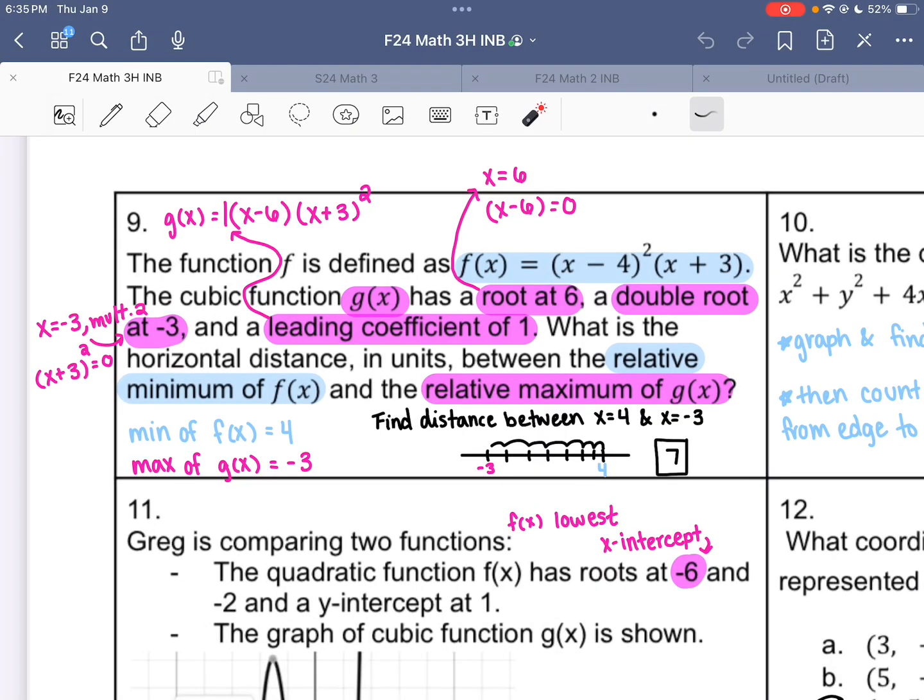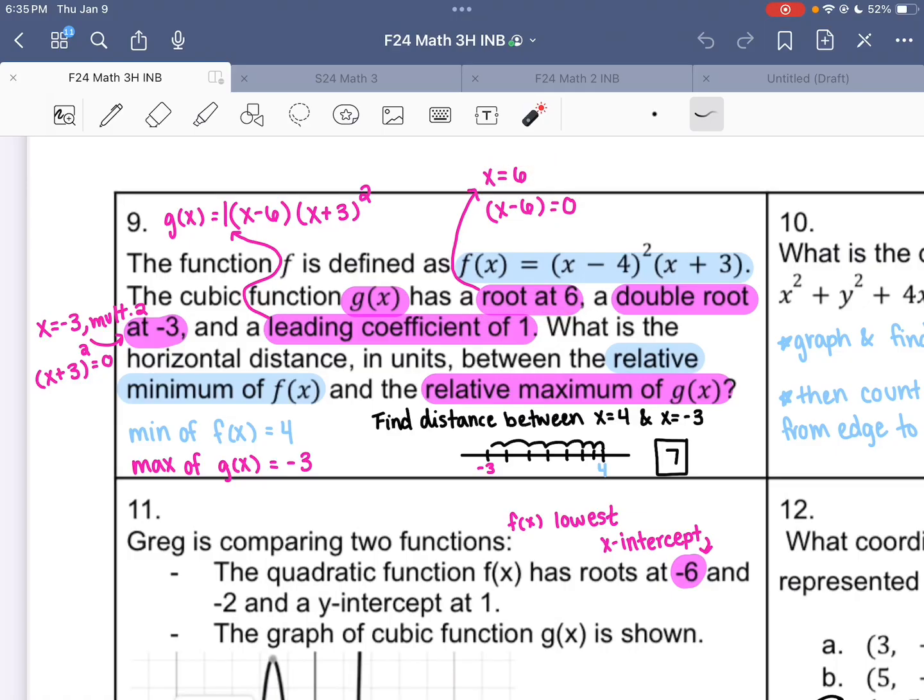Number 9 is dealing with the graphs of polynomials, and we need to know a little something about multiplicity. So function f is given to us, and the most we need to do with this function is just graph it. Function g, we have to actually construct. So it says that it has a root at 6, meaning that x equals 6.